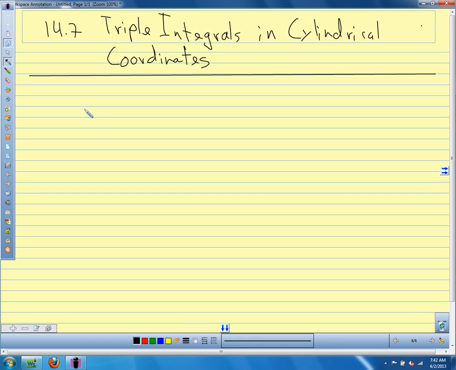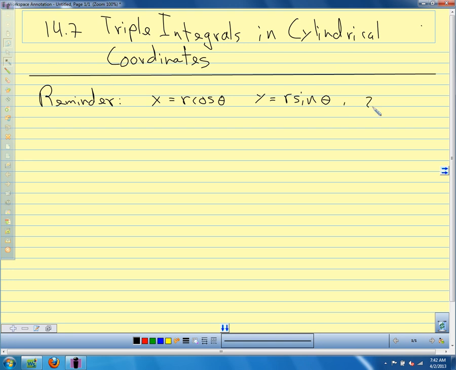All right, so in cylindrical coordinates, just a reminder, when we're in the xy plane, we are in polar coordinates, and then our z coordinate is just z. Like Chris said, polar plus z.